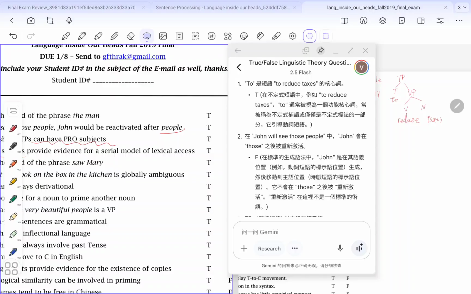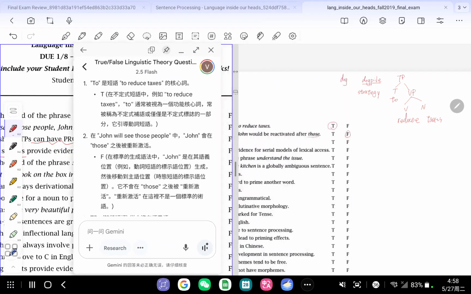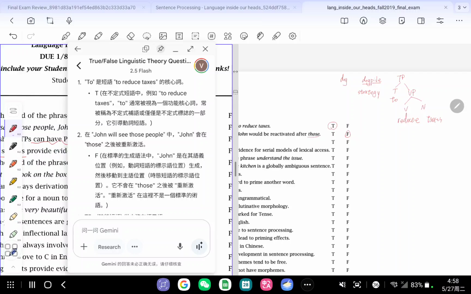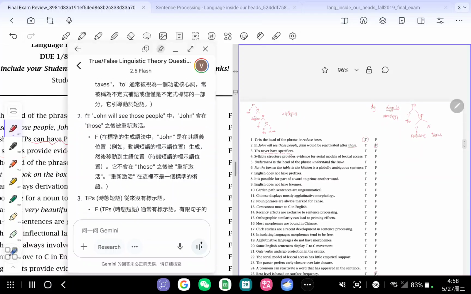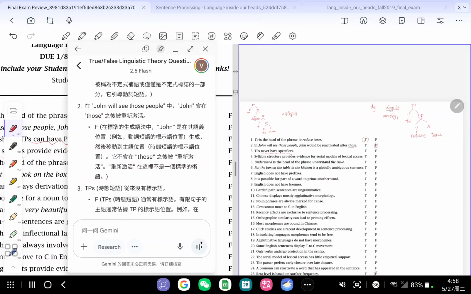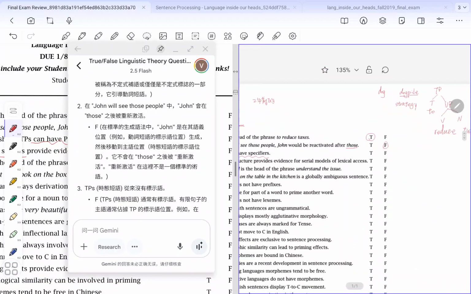Two, in John we see those people, John will be reactivated after those. True or false? Remember reactivation? You have some element in the phrase being reactivated at some other point in the sentence. Remember this stuff? The boys will be reactivated at the end of the phrase, for example, because then it refers to the boys. So it's reactivated.